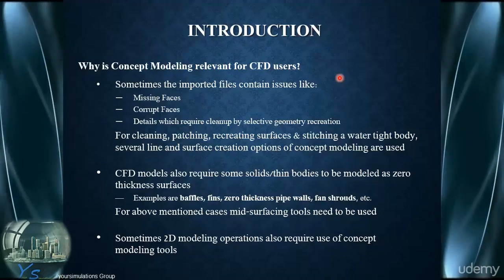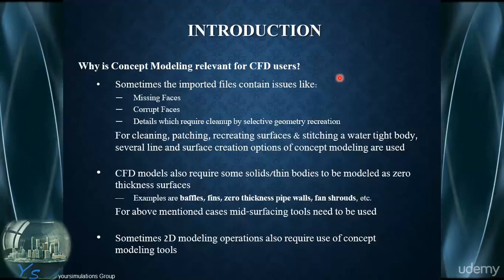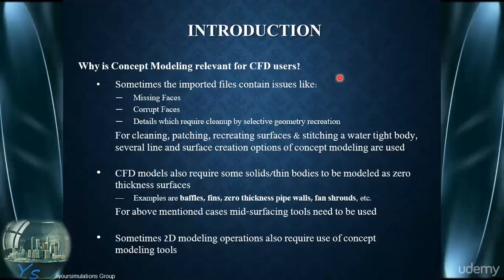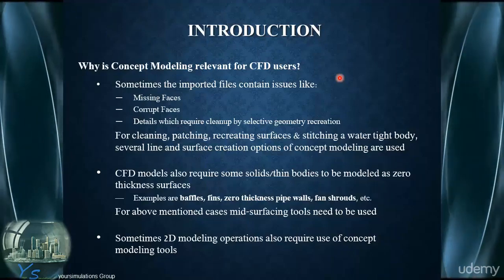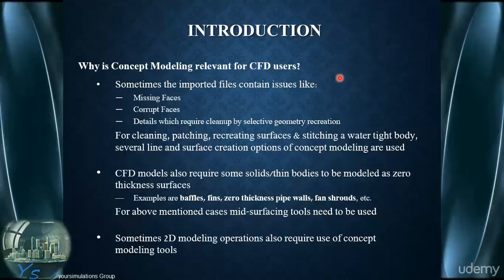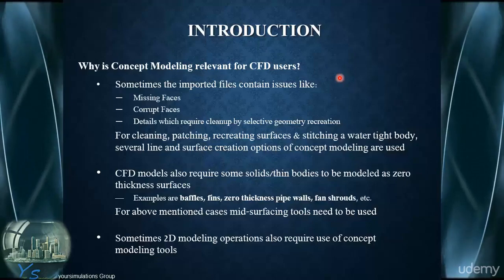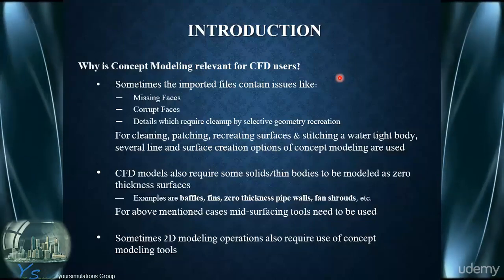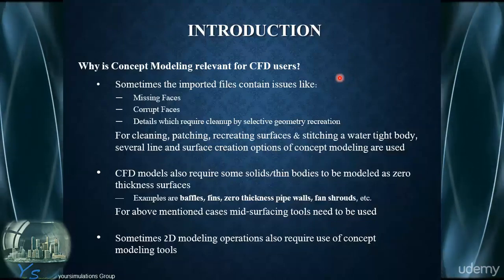CFD models also require, in some cases, some of the solid and thin body capabilities so that we can model them as zero thickness surfaces. Examples would include things like grills, baffles, fan shrouds, which are very thin relative to the overall fluid region.